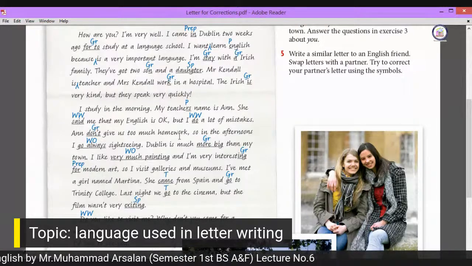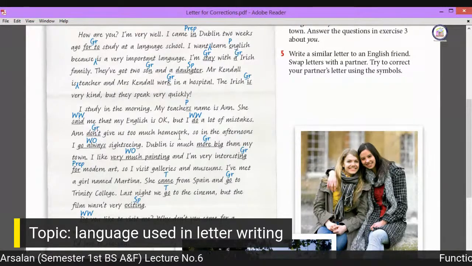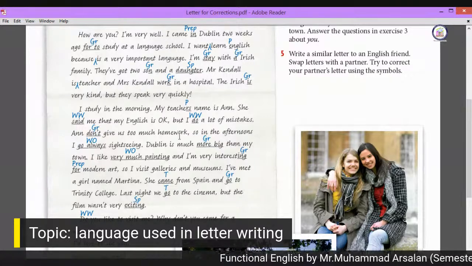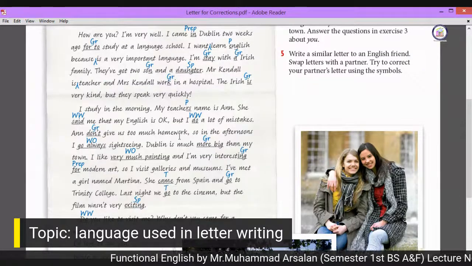टेंस की मिस्टेक हुई भी है ना. और कहाँ जाती है, ट्रिनिटी कॉलेज जाती है. ES नहीं लगाया है. She comes from Spain, उसका ताल्लुक स्पेन से है, and she goes to Trinity College.